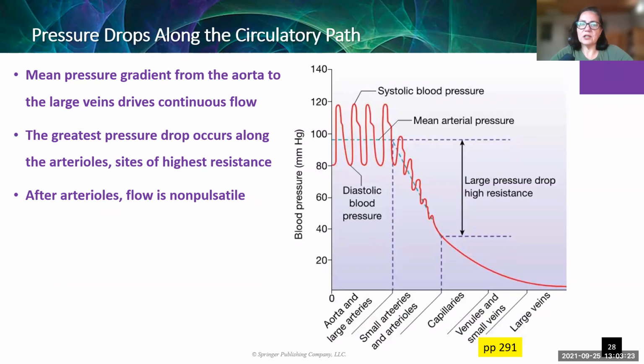Pressure drops along the circulatory path. In other words, in the very large vessels, aorta and other large arteries, that's where we're going to have the highest pressures and where we're going to see the pulsatile nature of the pressure. It goes up, it comes down, it goes up, it comes down. It doesn't go down to zero, but it does come down. And the reason we're seeing this is because the heart contracts and then it relaxes and then it contracts and so on. And that pulsatile nature diminishes as we go into the smaller and smaller vessels until we finally lose that altogether by the time we're in the capillaries and the veins.